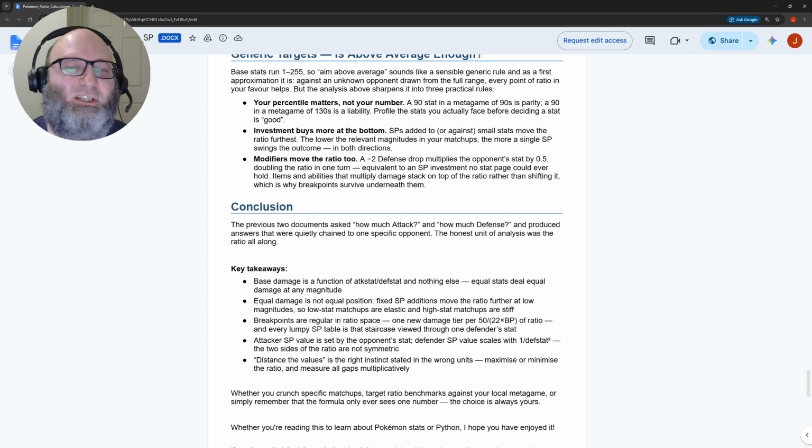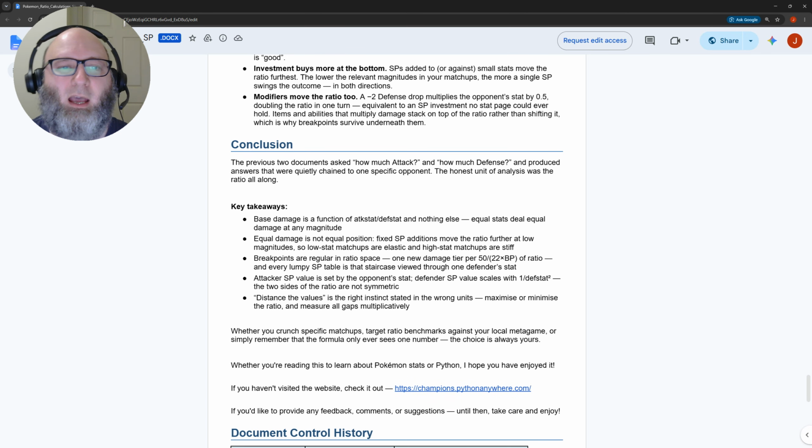answers that were quietly chained to one specific opponent. The honest unit of analysis was the ratio all along. So the key takeaways: base damage is a function of attack stat over def stat and nothing else. Equal stats deal equal damage at any magnitude. Equal damage is not equal position. Fixed SP additions move the ratio further at lower magnitudes, so low stat matchups are more elastic and higher matchups are a bit stiff. So breakpoints are regular in ratio space.